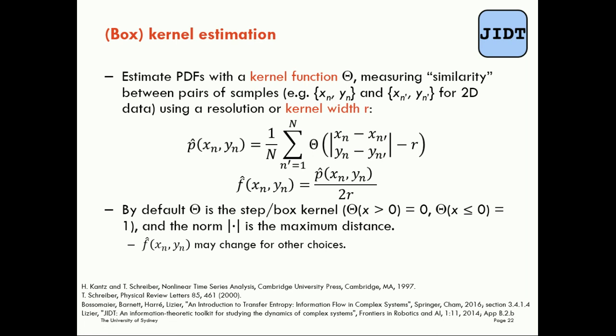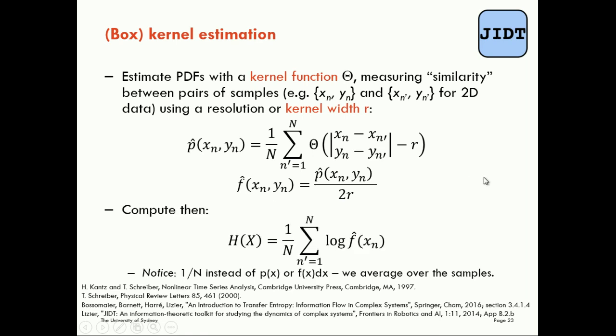The values that we get may change if we make other choices for our kernel. We could have what we call a Gaussian kernel, for example. But here in JIDT, we're just using a step or a box kernel. So this computes a probability estimate, and then we can convert that by dividing by our box size into our probability density estimate.